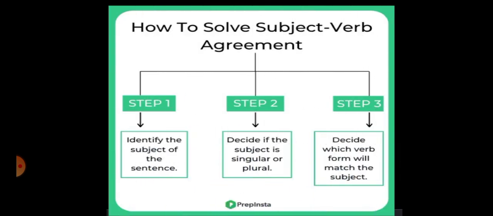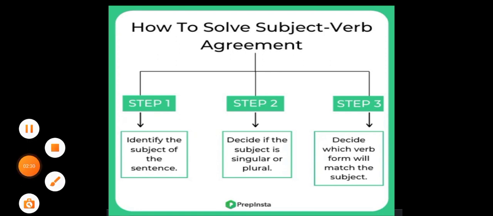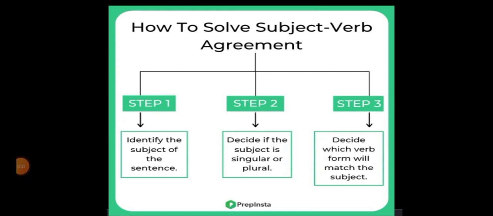How to solve subject-verb agreement? There are 3 steps for that. First step, identify the subject of the sentence. Step 2, decide if the subject is singular or plural. Step 3, decide which verb form will match the subject.